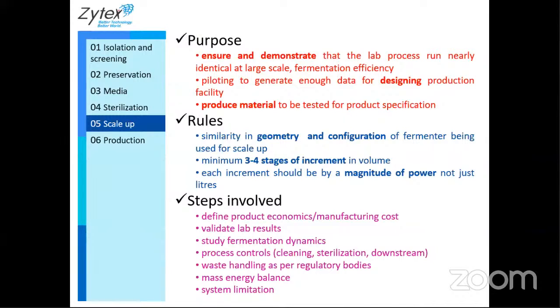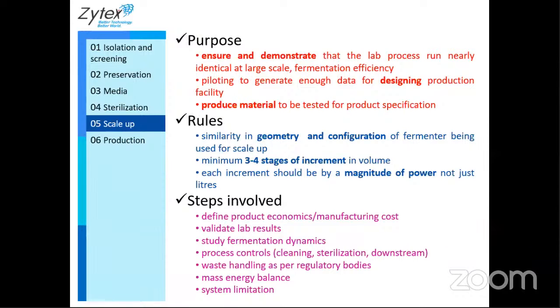So first and foremost rule is we have to maintain the geometry and configuration of the fermenter. Say in lab scale, I am doing a fermentation in flask. In benchtop, I am using a normal fermenter, but while scaling up, I am using an airlift fermenter. Will it be possible? No, the geometry and configuration change entirely. So I have to use the same kind of fermentation vessel with a difference in volume for the scale up procedure. And this increment in volume should always be in magnitude of powers.